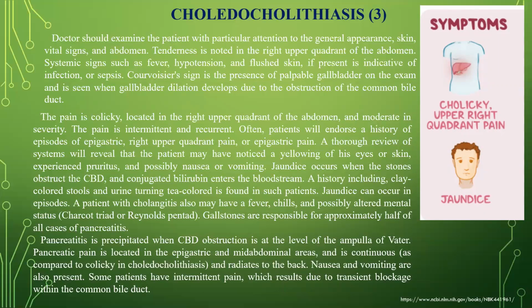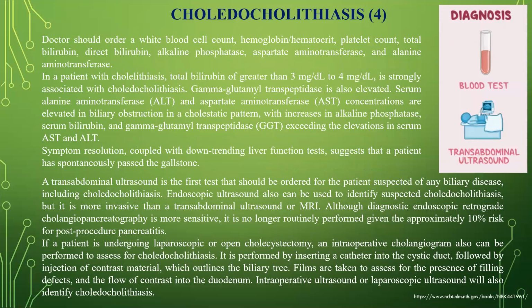Gallstones are responsible for approximately half of the cases of pancreatitis, and pancreatitis precipitated by bile duct obstruction is at the level of the ampulla of Vater. In this case, pain is located in the epigastric and abdominal areas and is continuous, compared with cholecystitis pain, and radiates to the back. Nausea and vomiting are also present. Some patients have intermittent pain, which results from transient blockage of the common bile duct.